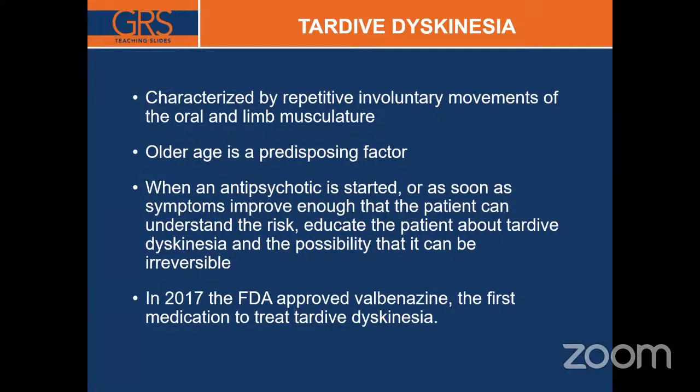Older age is a predisposing factor. When an antipsychotic is started, or as soon as the symptoms improve enough that the patient can understand the risk, educate the patient about tardive dyskinesia and that it can potentially be irreversible. The only FDA approval since 2017 is valbenazine, the first medication. But we usually first try to reduce the dose and see if the psychotic symptoms reappear. If the patient is stable, we educate them when they come out of psychosis. If not, we can add medication to treat the side effect.